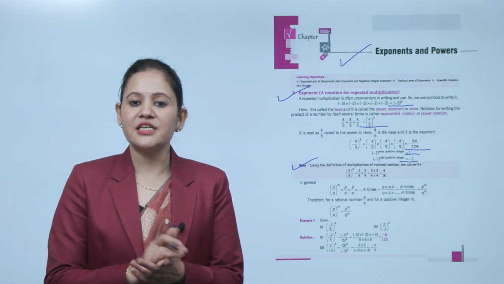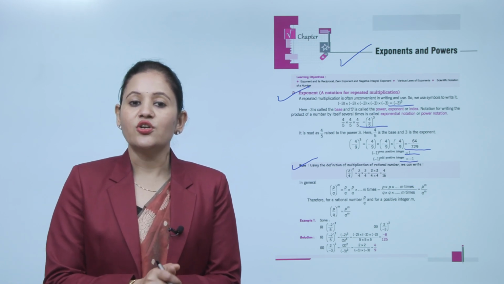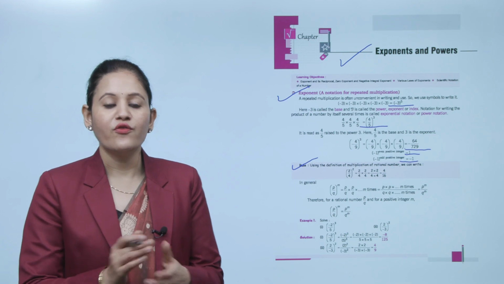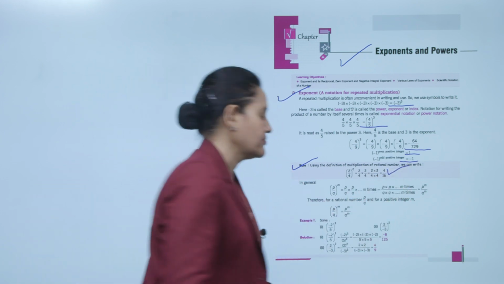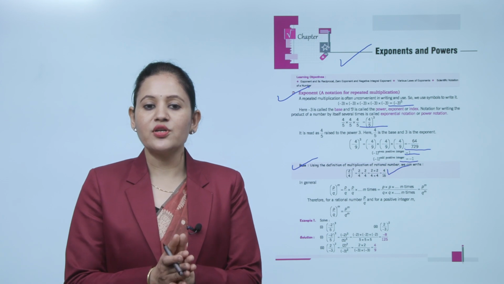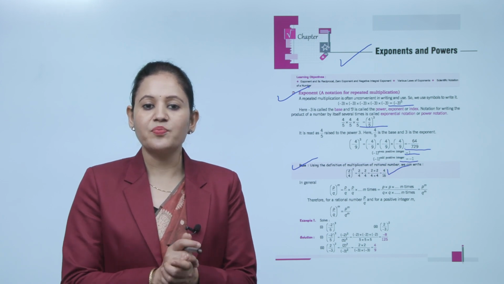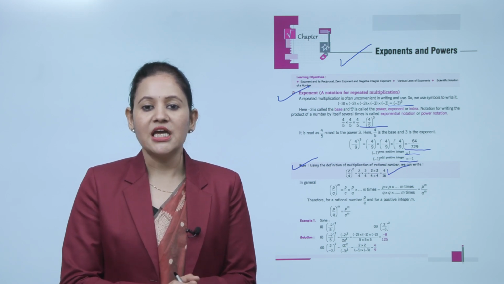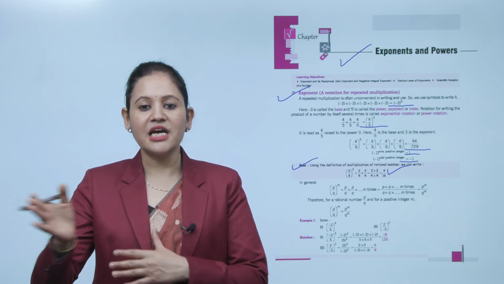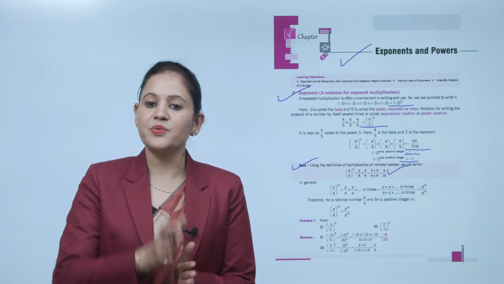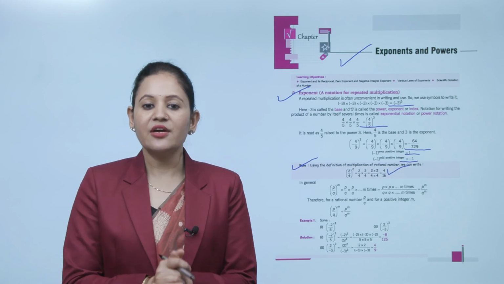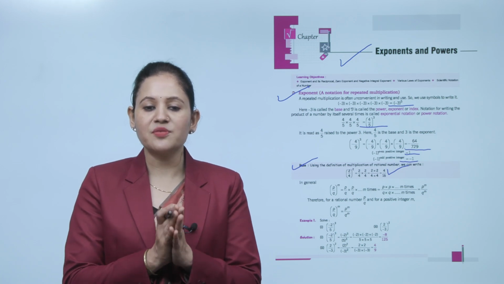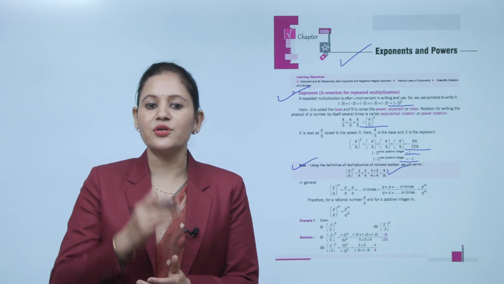Using the definition of multiplication of rational numbers, we can write 2 upon 4 to the power 2 as 2 upon 4 into 2 upon 4, that is equal to 4 upon 16. In general, P upon Q to the power M is equal to P upon Q multiplied by P upon Q, M times, that is equal to P into P, M times, upon Q into Q, M times, that is equal to P to the power M upon Q to the power M. Therefore, for the rational number P upon Q and a positive integer M, P upon Q to the power M is equal to P to the power M upon Q to the power M.